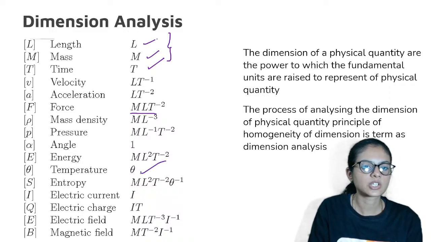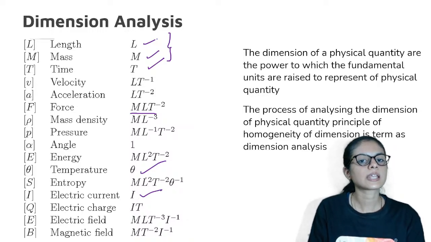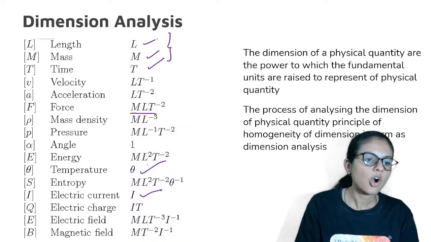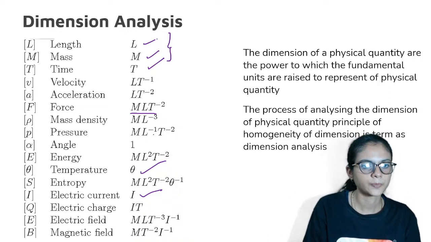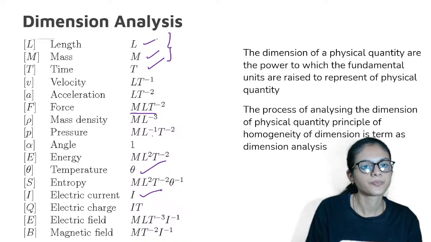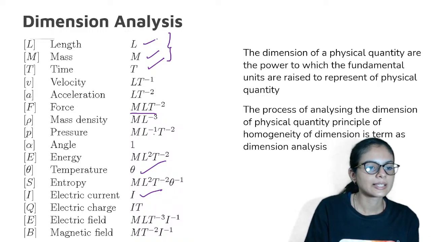For temperature, theta is used. For current, I is used. These are the important things. If you remember them, all other quantities you can derive with the help of the formulas. Clear? Yes, tell me quickly, is that clear?